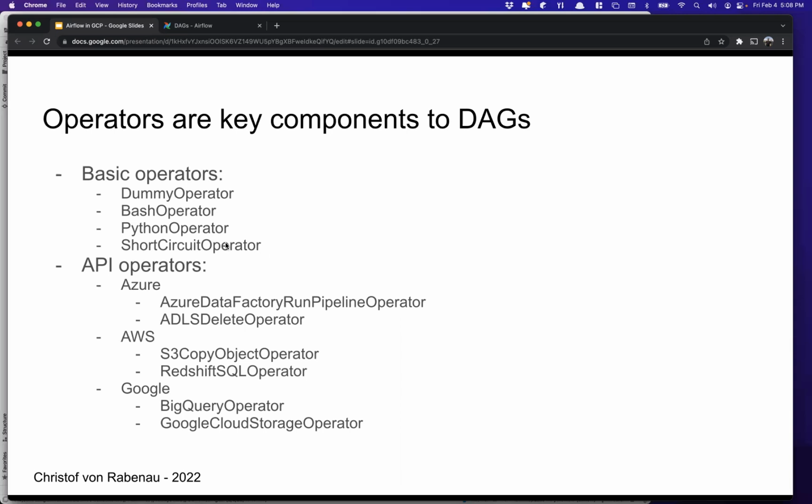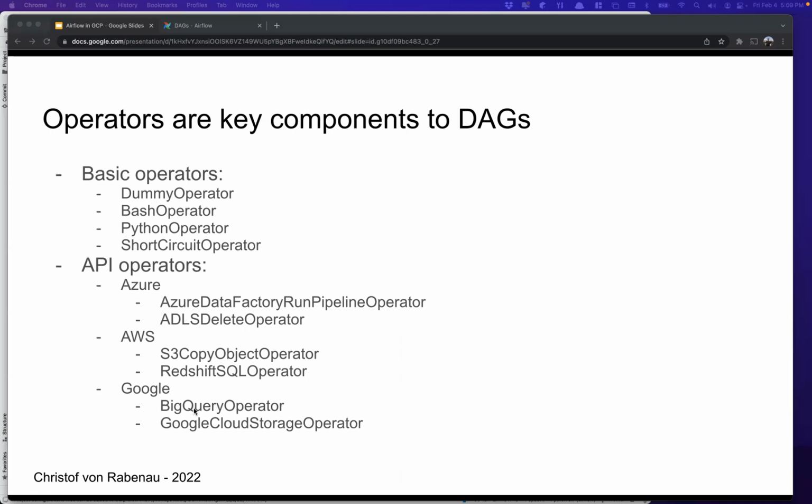And that's really handy in a number of instances. And I just have a couple of examples of API operators. So there are examples for all of the clouds. These are just samplings. This is by no means all of the operators for each of the cloud instances, but here you can run an Azure Data Factory pipeline, or you can delete something from ADLS. You can copy an object from S3, or you can make a Redshift SQL query.